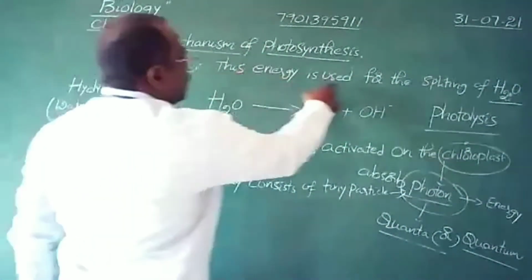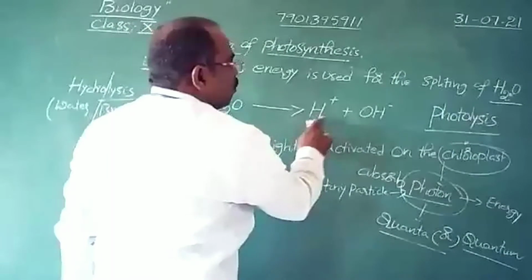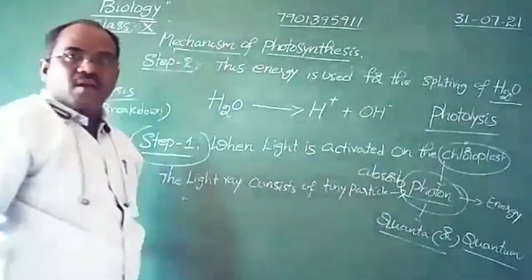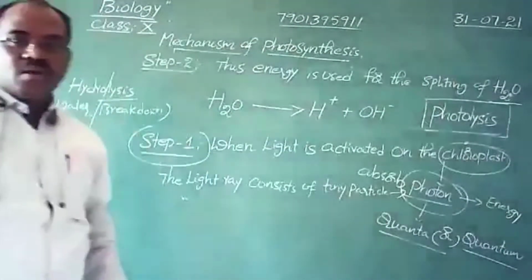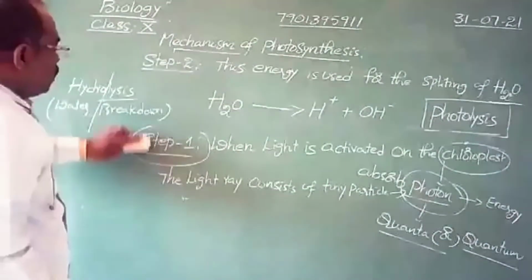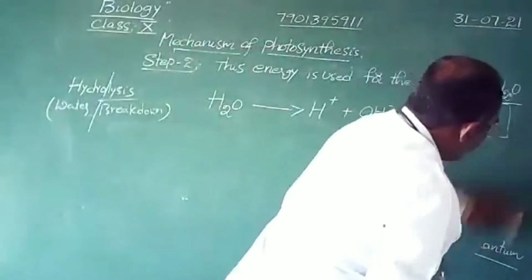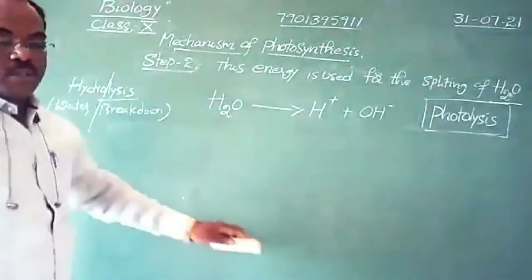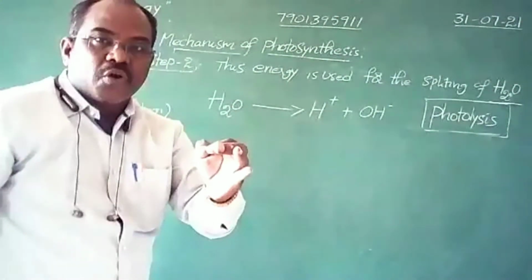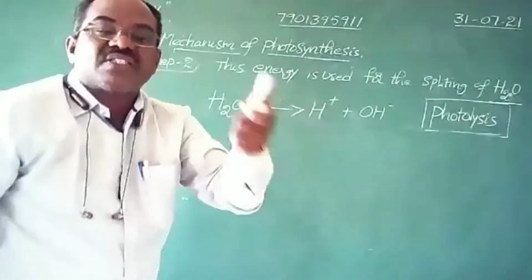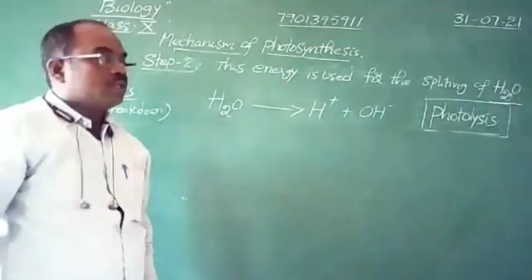The energy is used for the splitting of the water molecule. H2O gives H positive ion plus OH negative ion. This reaction is called photolysis, which means the splitting of the water molecule where light energy is essential. The light energy is required for splitting of the water molecule.